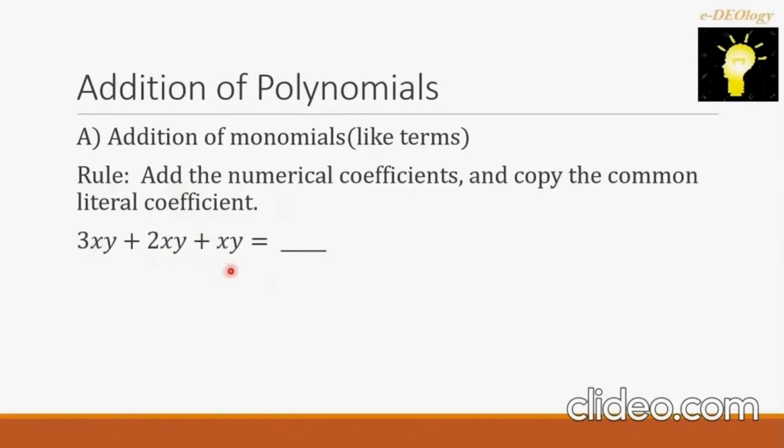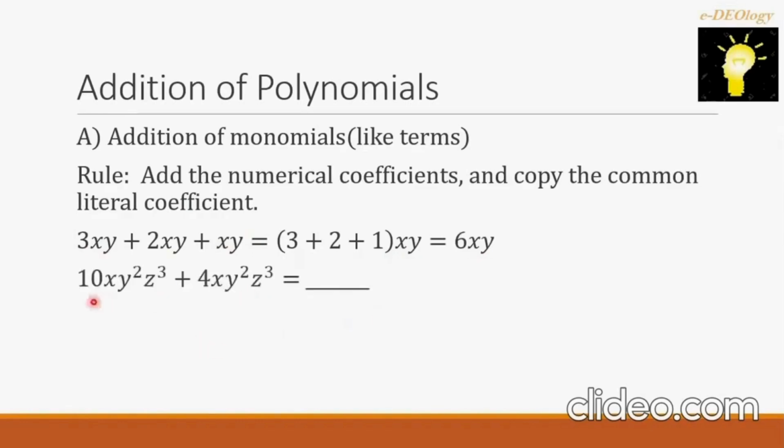So we can add the numerical coefficients. I collected the 3, the 2, and the 1. The 1 is the coefficient of the xy. And then for the literal coefficient, we simply copy that same and common literal coefficient. So 3 plus 2 plus 1 gives us 6, and the xy, the literal coefficient, is simply affixed.